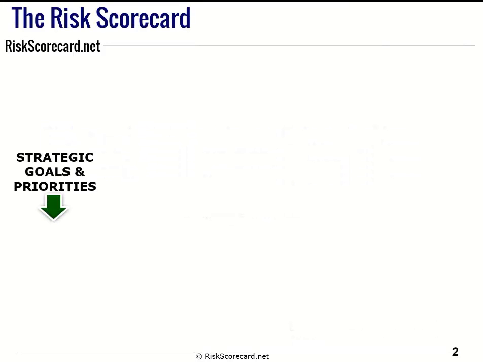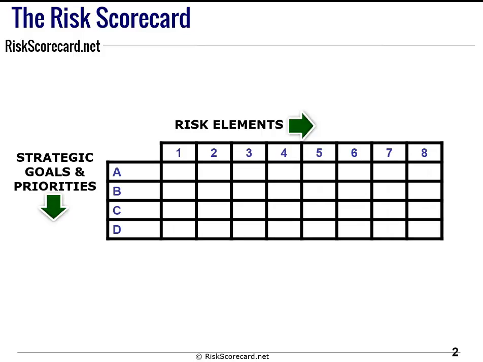If we listed an organization's strategic objectives and priorities down the left side of a spreadsheet, and across the top their core risk elements, we'd have a table that looked a bit like this, where A, B, C, and D represent the strategic objectives, and 1 through 8 represent the risk elements from the risk register.